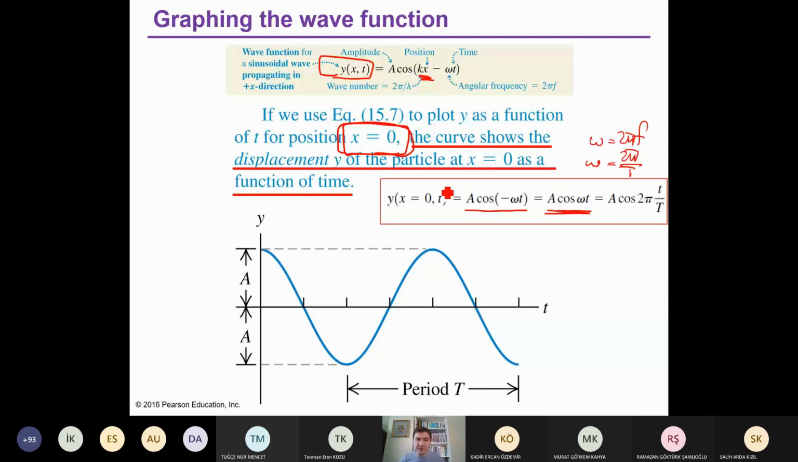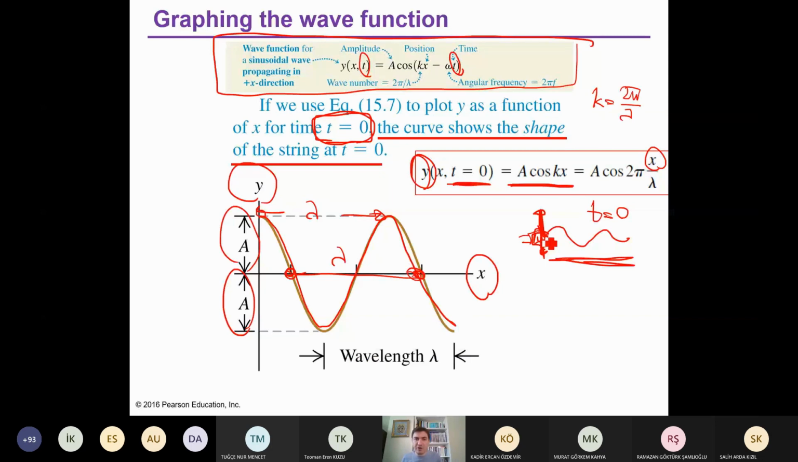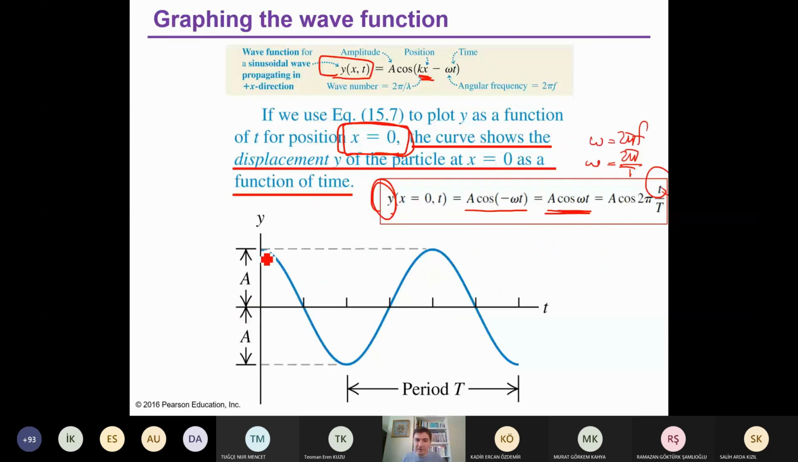So on this string, let's say here we have a particle, and over time the position of this particle changes, okay? Then here we have this type of behavior. Don't forget, the curve here shows the displacement y of the particle, which stays at x equal to 0, as a function of time. So here we have time, here we have y, okay? These are completely different graphs. Do you have any question here?